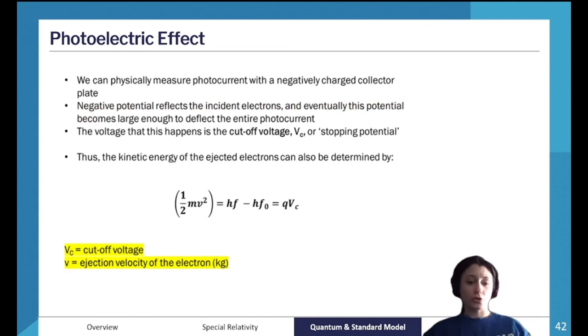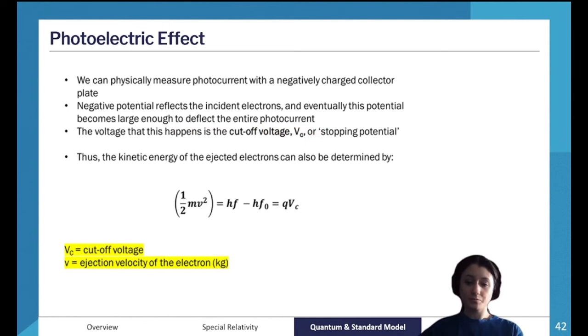Now let's get on to the stopping potential, or the stopping voltage. What happens here is if we reverse the direction of the potential, we have a negative potential energy. Then the negative potential will push the electrons the other way, and eventually this will become large enough to deflect the entire photocurrent. So you won't have any electrons at all.